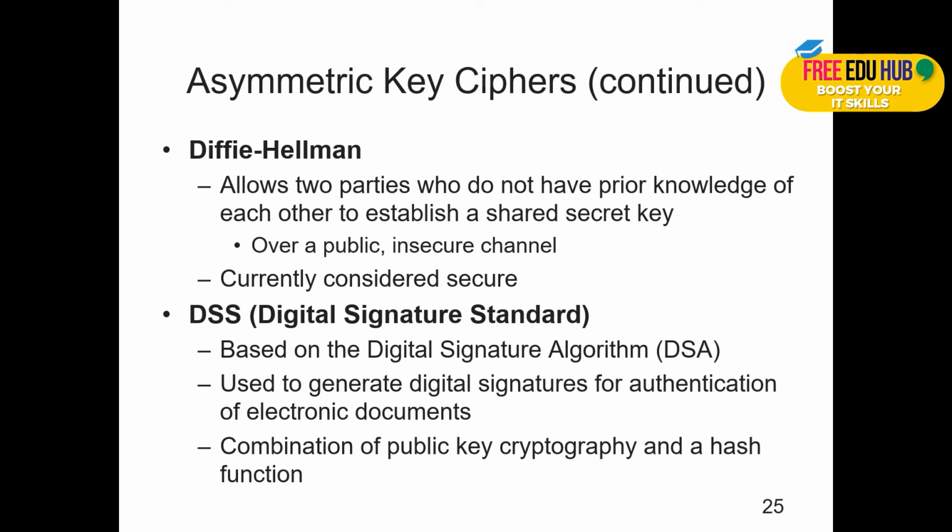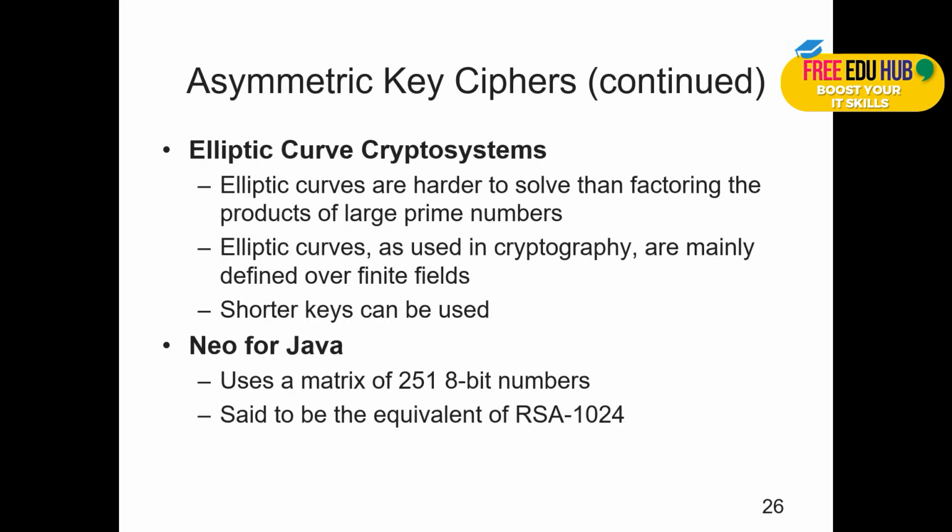You can encrypt a document and have a digital signature of it in Word, Excel, the Microsoft Suite, as well as in PDF readers, Adobe Acrobat Reader, Nitro, Foxit, all major companies. You can have a digital signature of it. It is a combination of public key cryptography and a hash function.